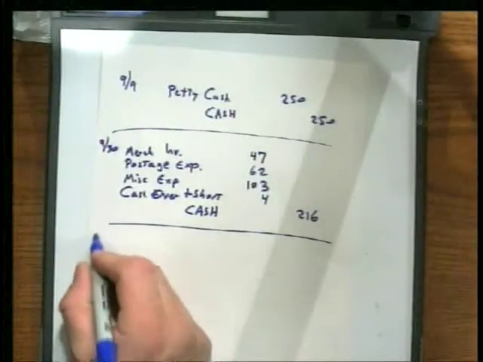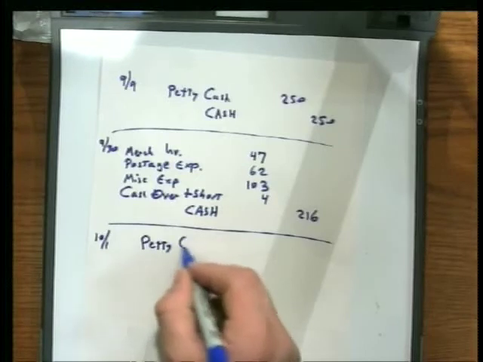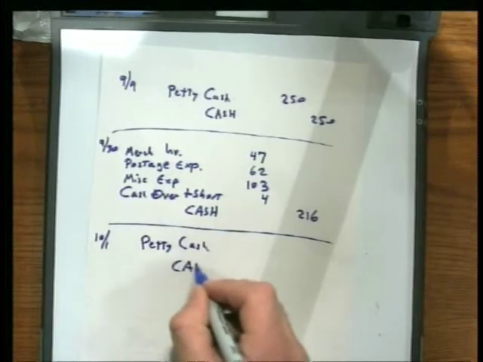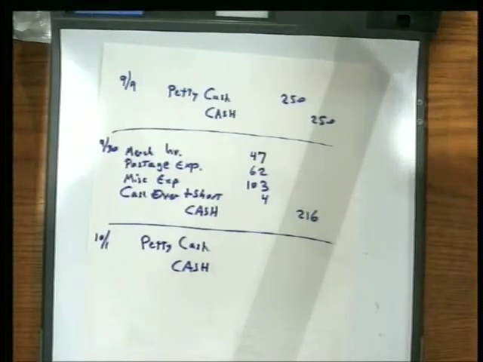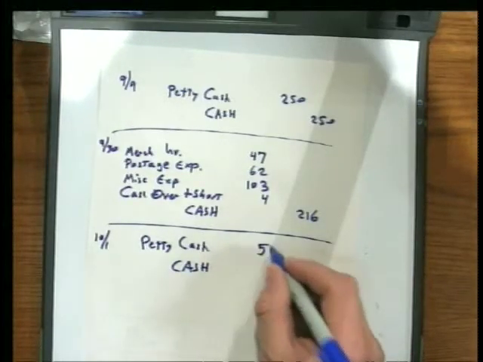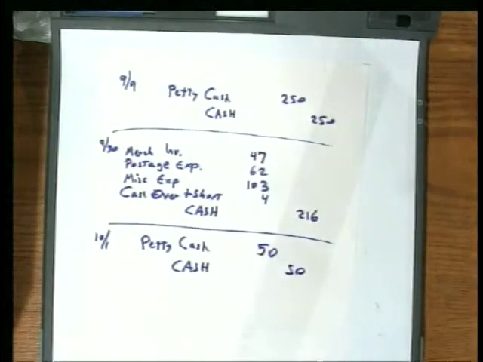So, what do we debit and what do we credit? We debit petty cash and credit cash. Not for 300, but for how much? For 50. Okay? For $50. Okay? Does that make sense? Okay. Good. Any questions?